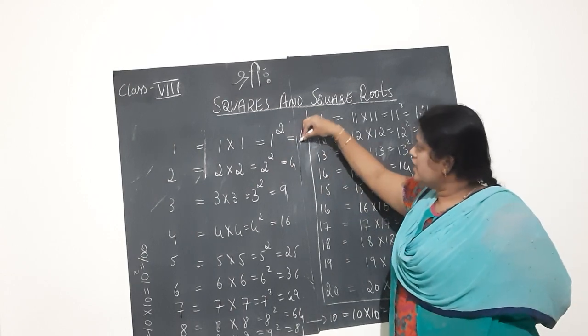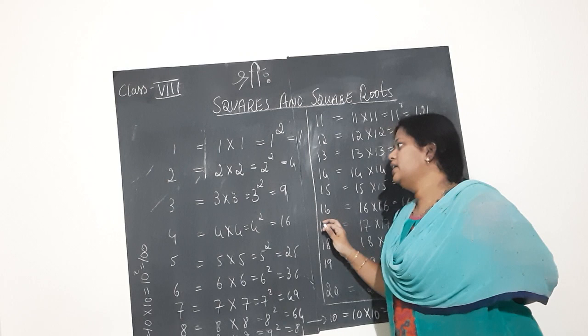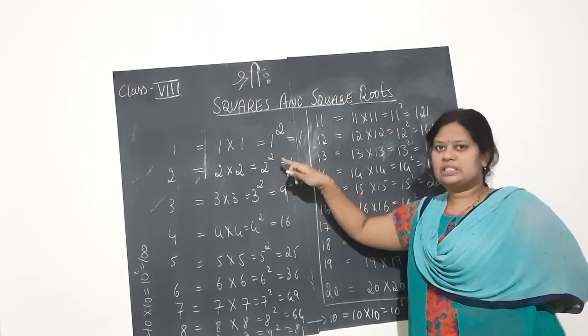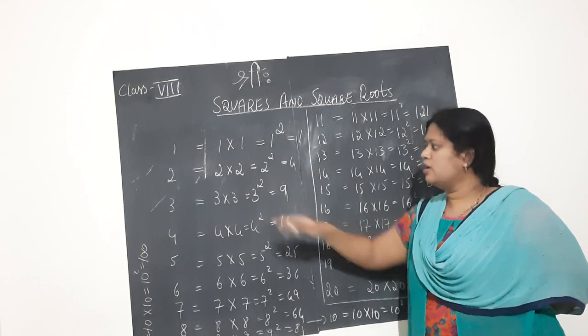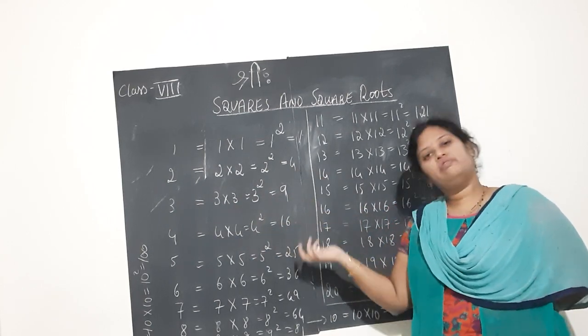Now, look children, 1 is 1 into 1, 1 square, which is again 1 when you multiply 1 into 1. Similarly, 2 into 2 is 2 square. You know, to the power 2 is read as square. 2 square is 4. 3 into 3, 3 square is 9. 4 into 4, 4 square is 16. 5 into 5, 5 square is 25.